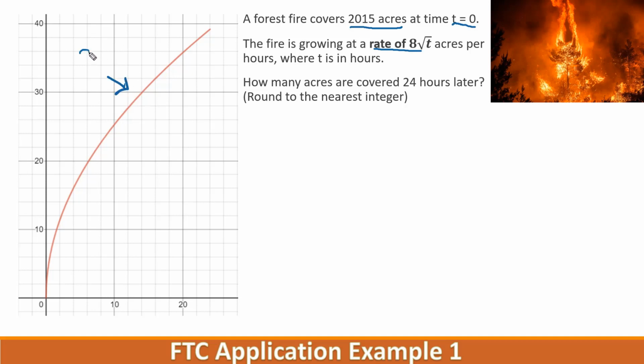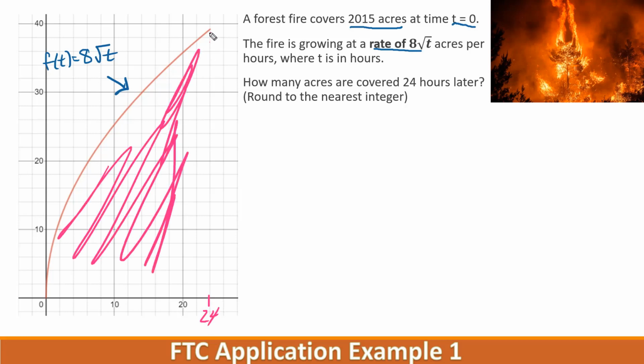because this tells you what you're graphing. This is my actual derivative, my rate, and it says this is in acres per hour. So there's my units. How many acres are covered 24 hours later? So what I'm trying to find is this point, of course, right here, which is going to be 24. I'm trying to find this area underneath here, because what this area will actually give me is acres.